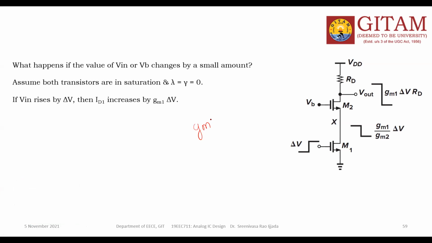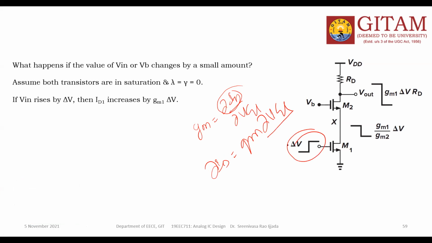gm is equal to dou ID by dou VGS. I want to find how much ID is increased, so that I can write dou ID is equal to gm multiplied with dou VGS. What is the VGS? VGS is the input voltage. So I can write gm1, because I am talking about the M1 device, and how much change takes place at the gate, delta V. So that is the change in ID.